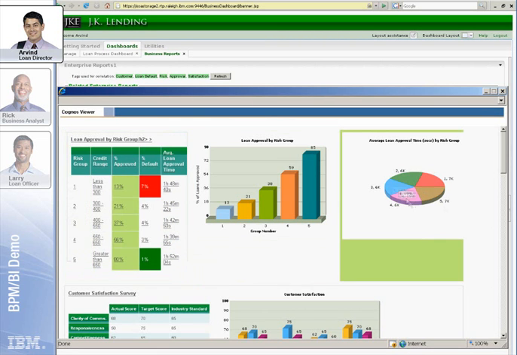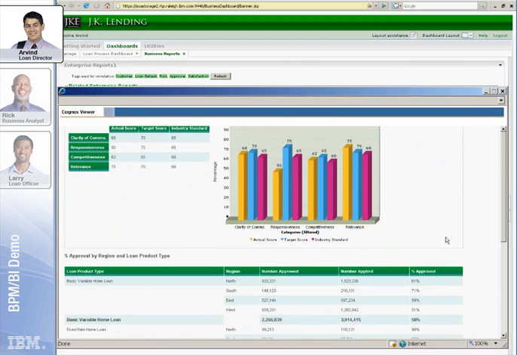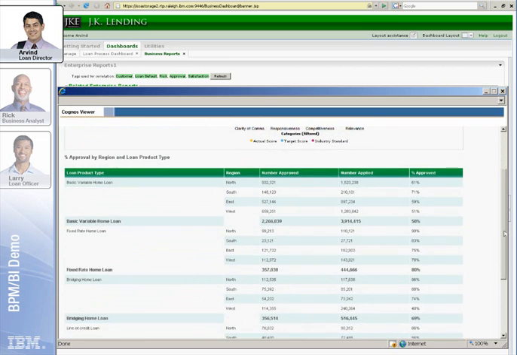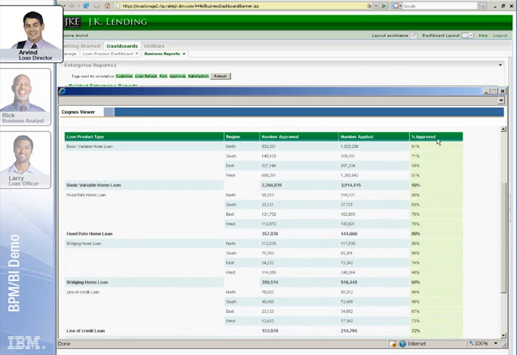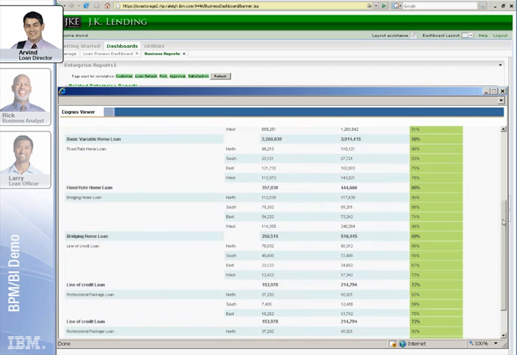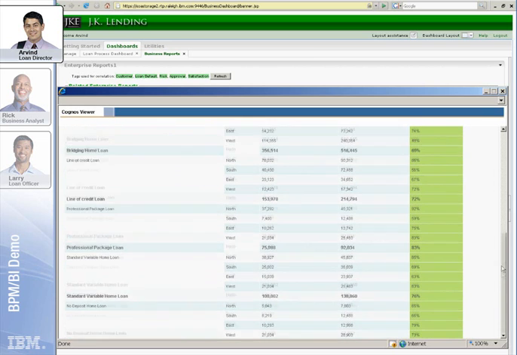Looking at customer satisfaction scores, he sees that customers are becoming less satisfied with responsiveness during the loan process. Looking further down the report, he sees that the percentages of loans approved are all within target. This confirms that the problem is with loan processing time.